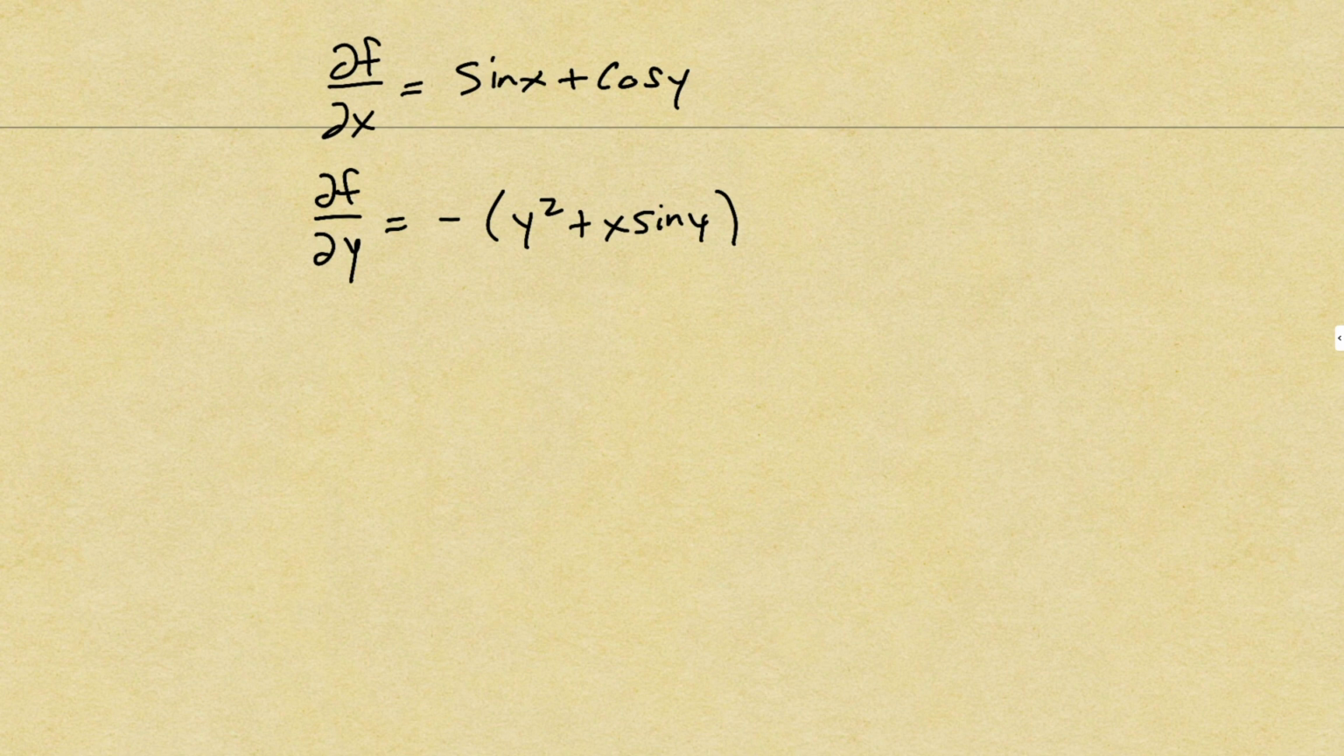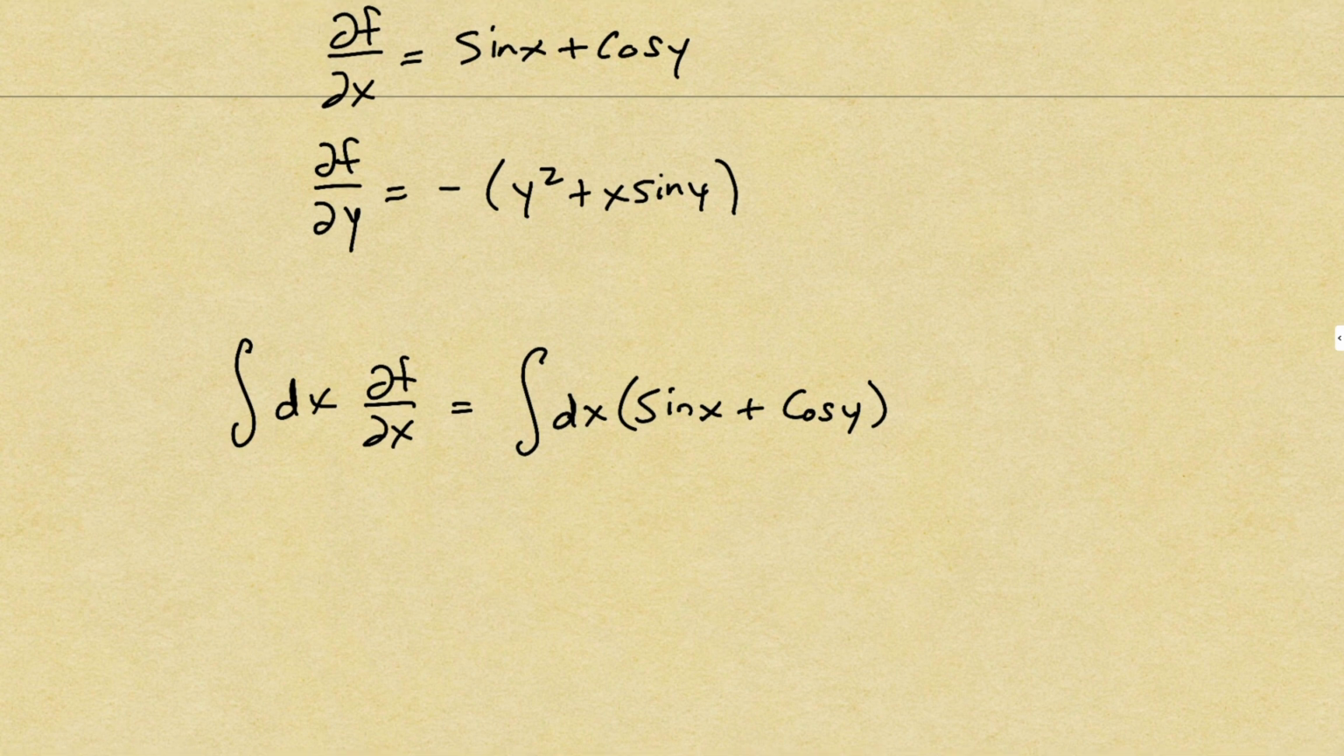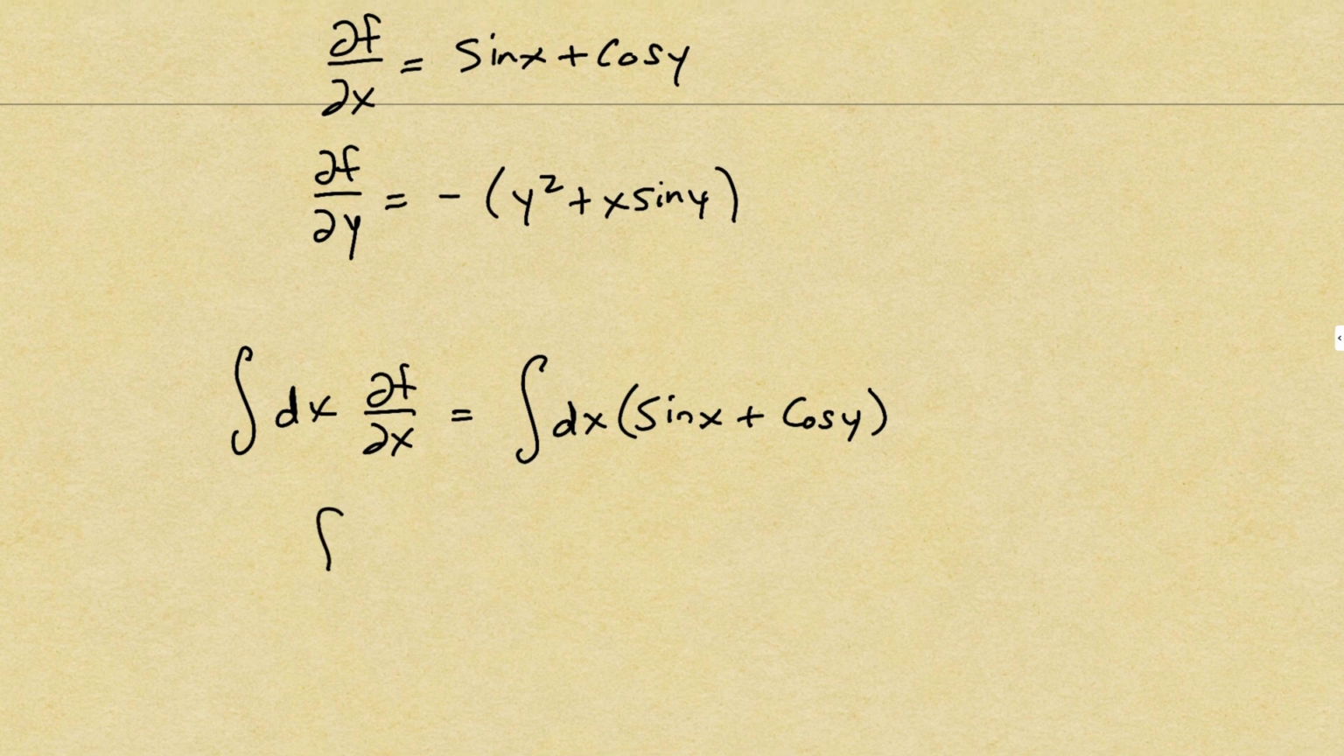So we have df/dx equals sine x plus cosine y. In order to get f, we have to integrate both sides with respect to x. So let's do that. dx, and over here we have df/dx equals, and again, dx, and we have sine x plus cosine y. Well, the left-hand side is just plain old f. And the right-hand side here can be broken up. Remember that integrals are linear, therefore they can be distributed. So this becomes just the integral of sine x plus the integral dx of cosine y.